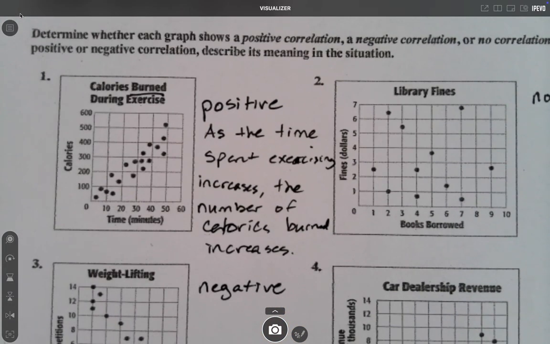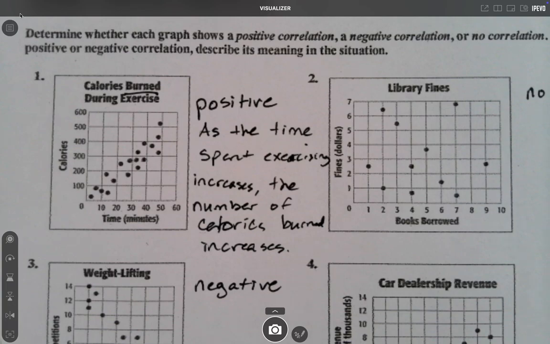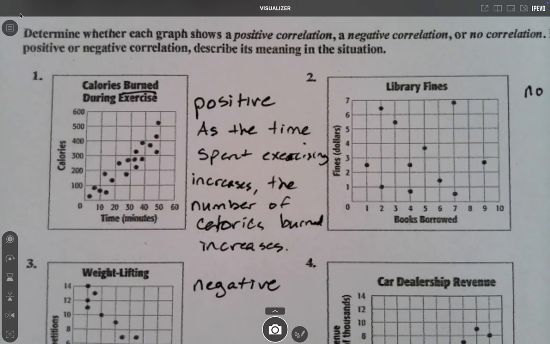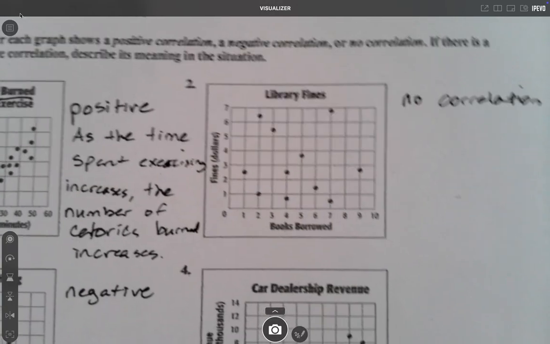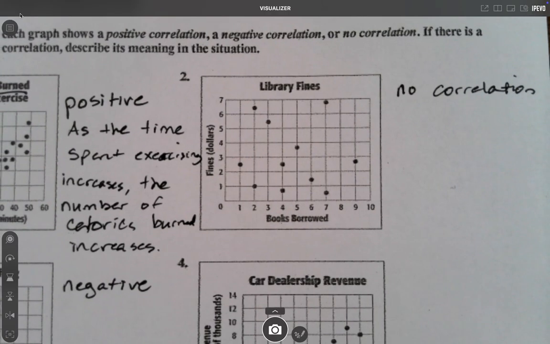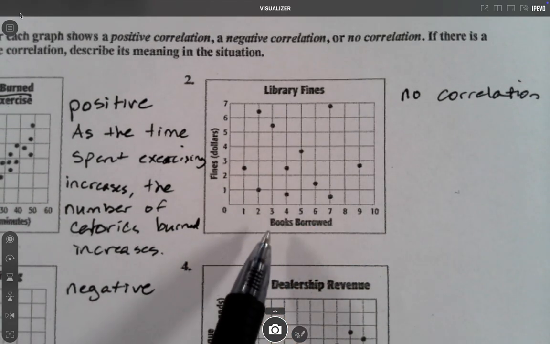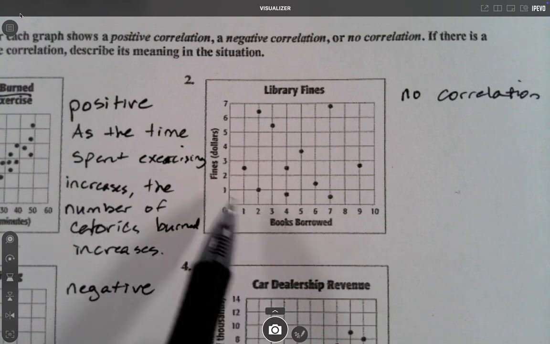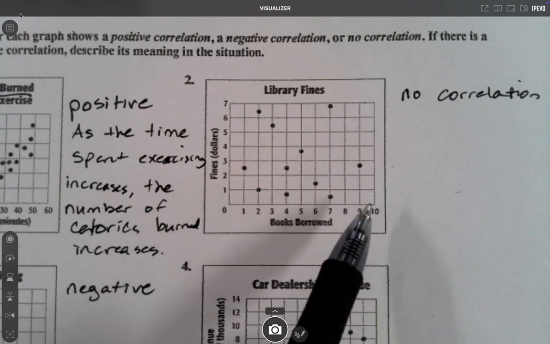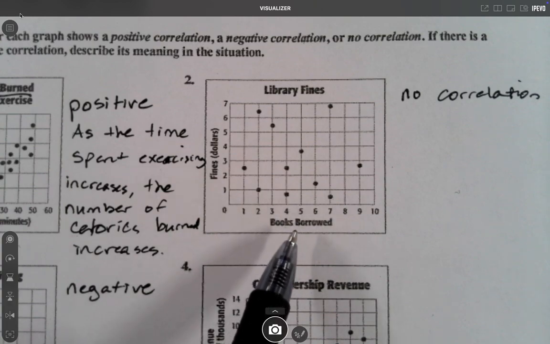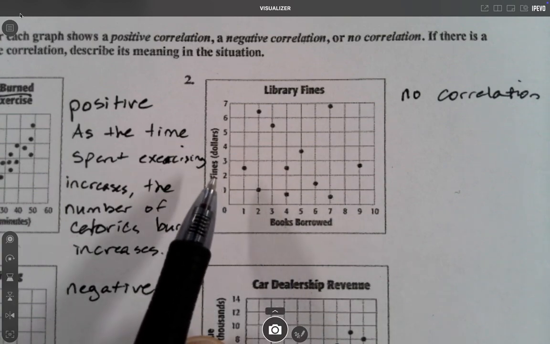Shocking, right? The more time you spend exercising, the more calories you burn. The more you know. So this one, we don't have to write anything, but that doesn't mean this doesn't mean anything. So again, you're not instructed to write anything, but I want to explain what this actually tells us. So this is talking about library fines. This is the number of books borrowed and the fines. So there's no clear relationship between how many books someone borrows and how many fines they owe.